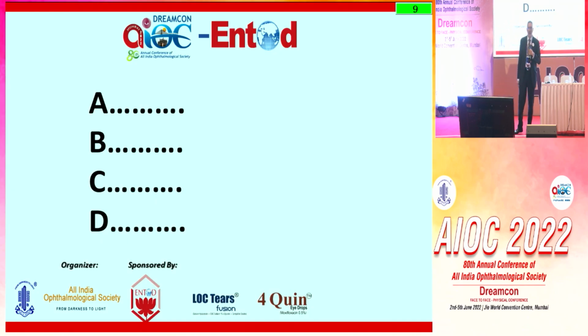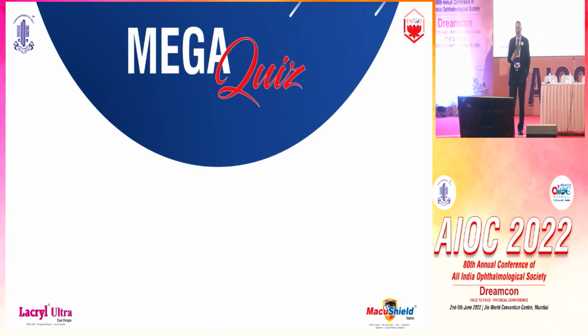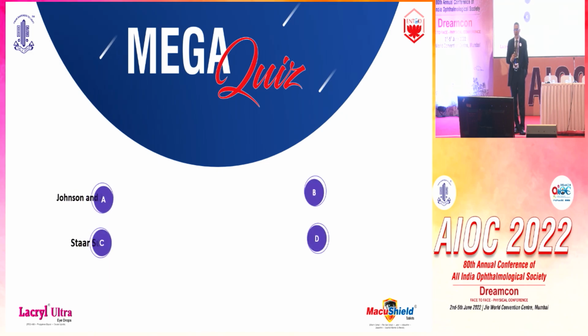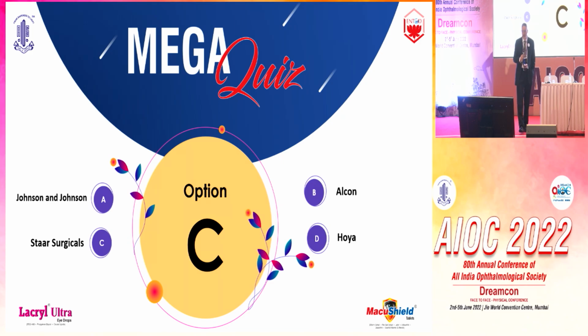US FDA approved toric foldable IOL. And most of you got that as B. Alcon was so logical. Even I would have gone for B. Luckily I didn't open my mouth. So the correct answer was Star, which is more known for its ICLs. Let's go to the next question.